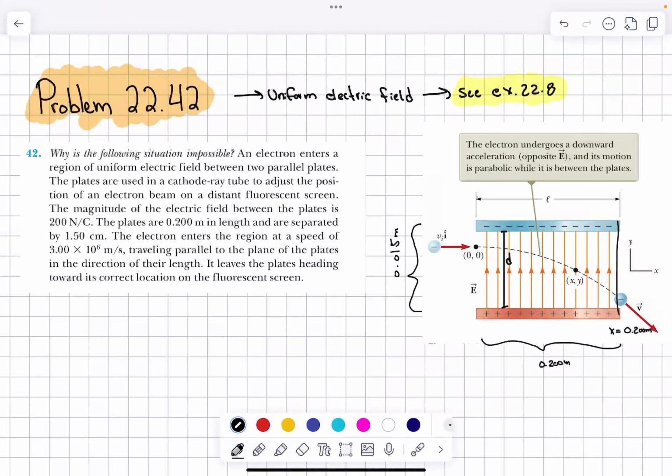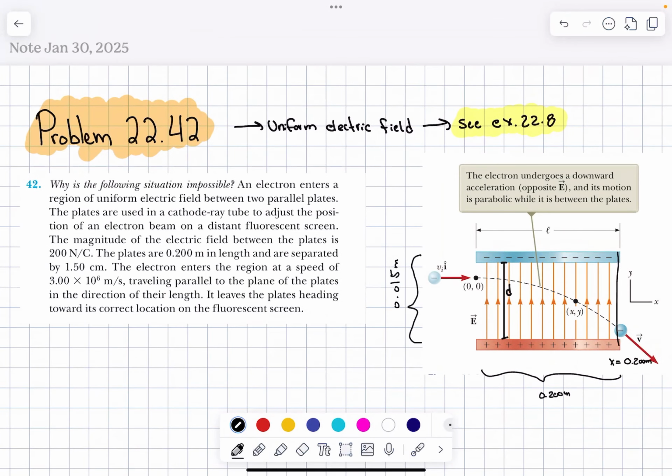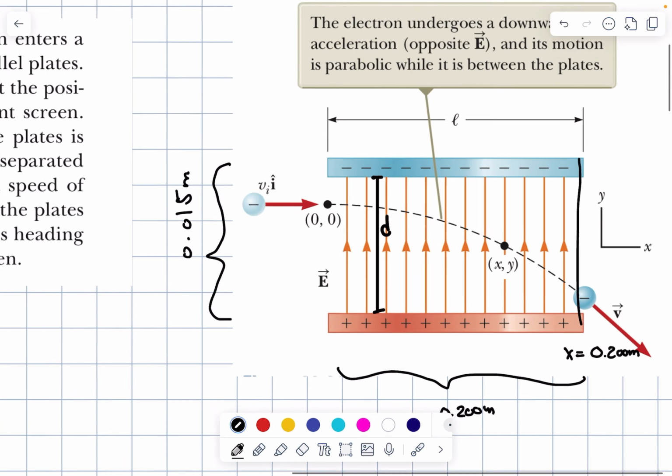So we are going to look at problem 22.42 of the textbook, and this deals with a uniform electric field. If you're super confused about this, I recommend seeing example 22.8. Instead of reading off this statement itself, I'll just explain what's happening here.